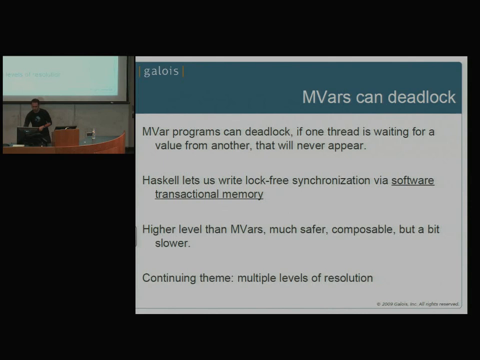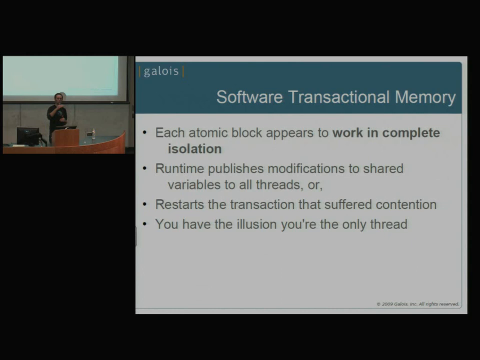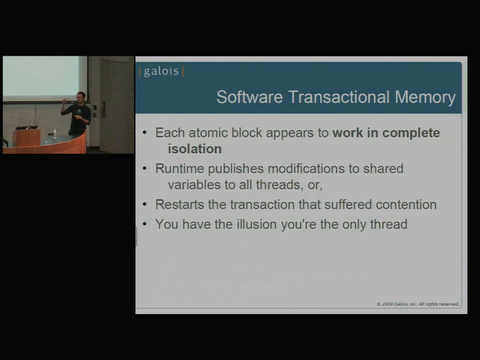So in transactional memory, each atomic block, so a chunk of code inside an atomic statement, appears to work in complete isolation. That's the programming model. So the programming model is you are the only thread on the system, and only you can see the transaction variables. They look like mbars. They're mutable slots that you're going to put results in. So you write the code as if you're the only thread. You don't worry about contention or anything like that. You don't worry about waiting.